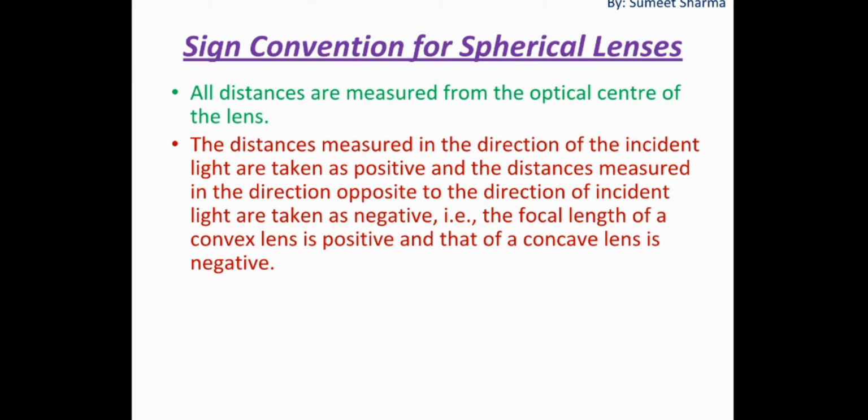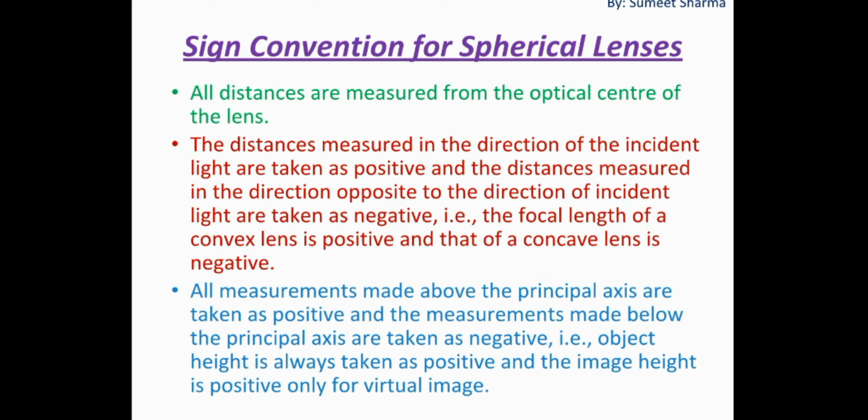Therefore, the focal length of convex lens is positive and that of concave lens is negative. In the cases of spherical lenses, the focal length of convex lens is always taken as positive and that of concave lens is taken as negative, because we will always take the rays coming from the left side of the lens. Okay, so you have to remember this thing.